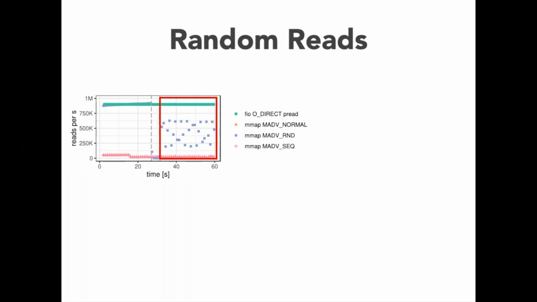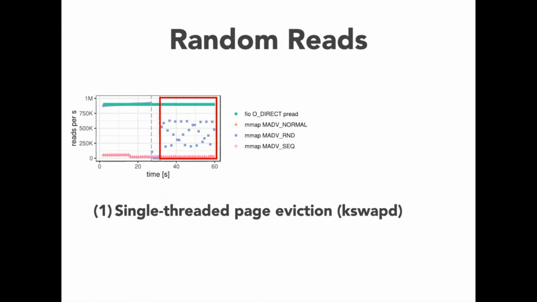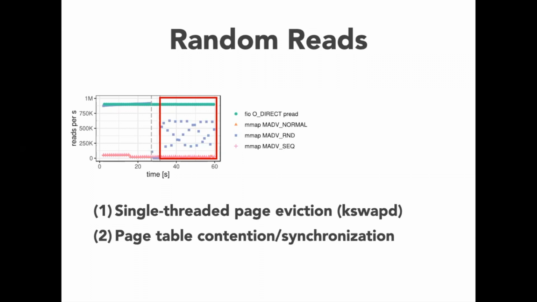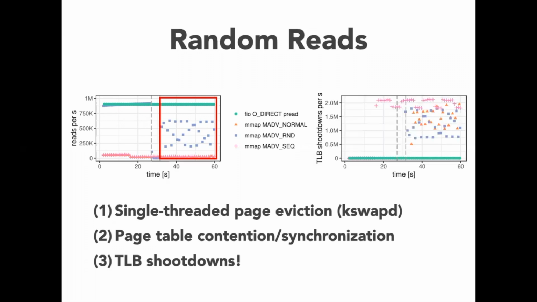Well, there are 3 causes. First is that the OS is using only a single process for page eviction, which becomes fully CPU-bound in our experiments. Second is the overhead of synchronizing the page table and associated data structures under high contention. In this case, it's 100 concurrent threads. And third is by far the biggest problem, something called TLB shootdowns. If you recall from earlier, I mentioned that the TLB caches page table entries in the CPU. But when pages get evicted, those entries need to be removed, which requires an expensive interprocessor interrupt. So we measured the TLB shootdowns that occurred during this experiment, and you can see that the number of random reads per second is inversely proportional to the number of TLB shootdowns.